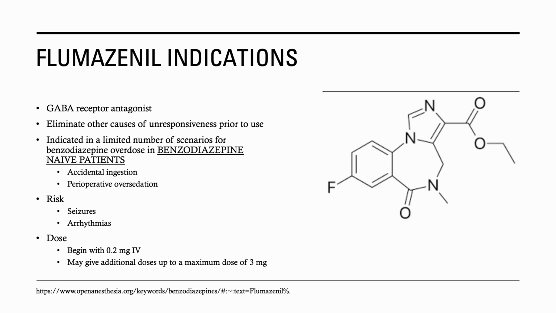Now, the dosing of Flumazenil, we generally begin with 0.2 milligrams IV, and we can repeat dosing if the patient does not become arousable up to a maximum dose of 3 milligrams. Now, it's also important to continue to monitor patients after we give Flumazenil because the half-life of this drug is shorter than that of most benzodiazepines, and patients can become re-sedated as Flumazenil wears off.